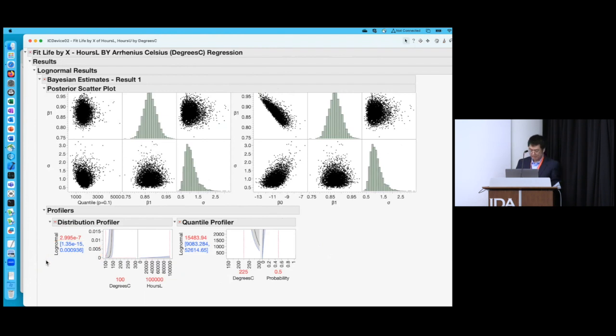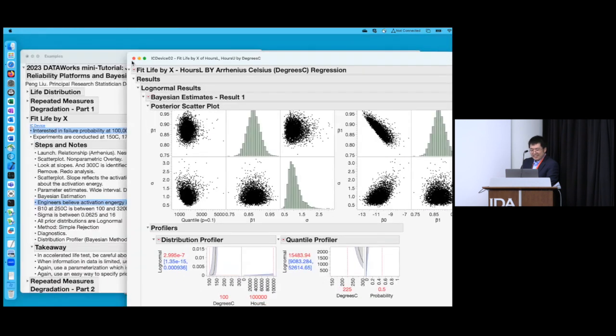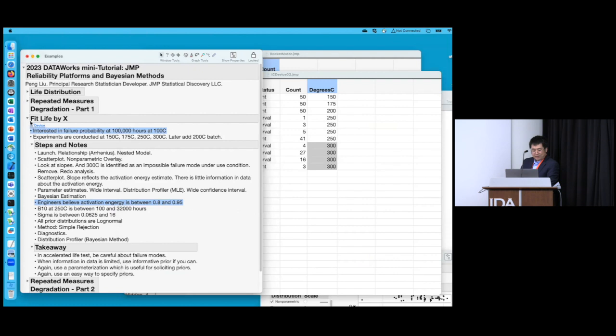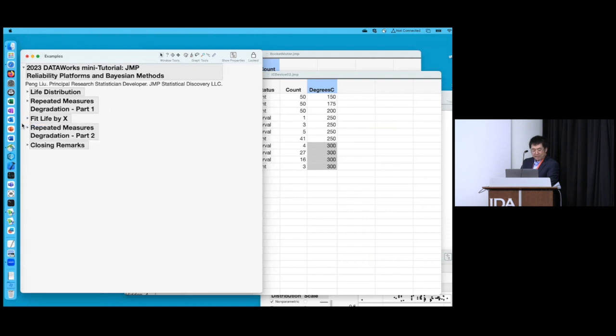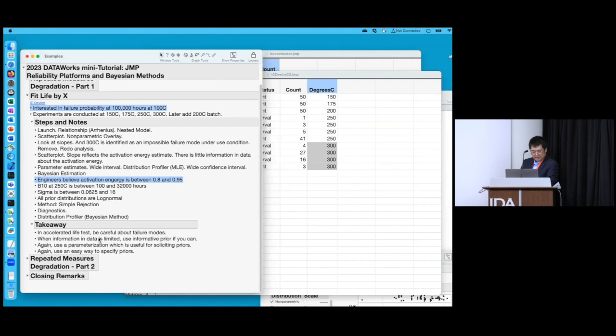That's it. That's simple. I have 5 minutes. That's why I reordered my examples last night. So I give you all 3 examples, covering 3 platforms. Oh, let me cover this takeaway. In the accelerated life test, be careful about failure modes, and you can read amazing stories in Bill Meeker's publications. If you search for the pitfalls of accelerated life tests, you'll find at least 2 articles under this name.